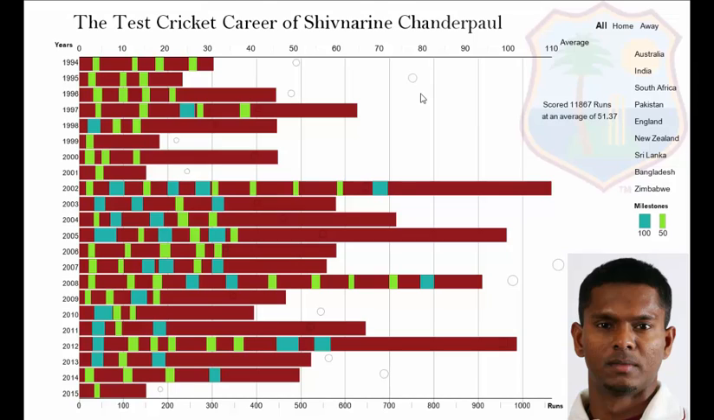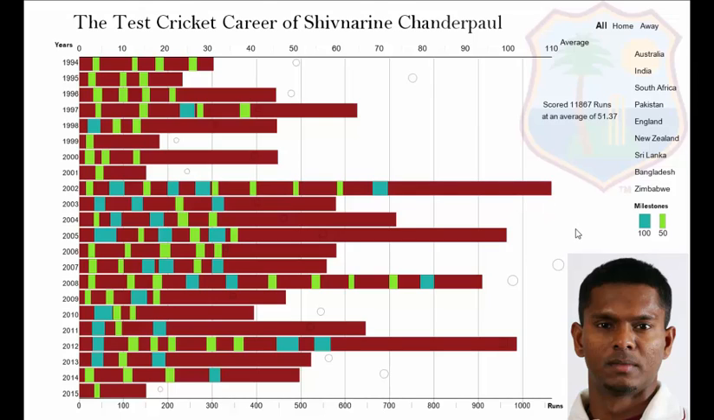This is translated to our player career visualization. In this visualization, each bar represents a season in Chanderpaul's career. The length of the bar signifies the total number of runs scored in that particular season, as can be seen when we hover the mouse over a particular bar.